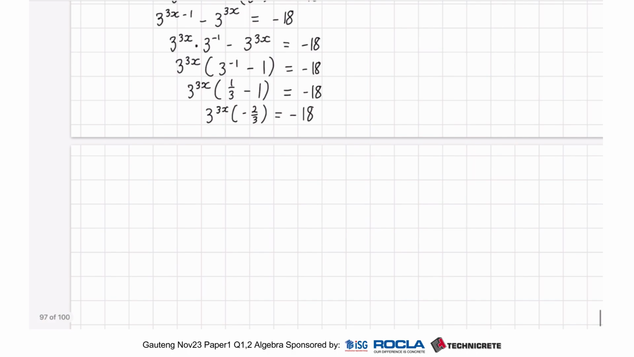And now I just want to have x's on the left-hand side, so I can see that this term with the x is being multiplied by this fraction. So I'm going to divide the left-hand side and the right-hand side by this fraction, minus 2 over 3. And when I divide the left-hand side, I'm just left with 3 to the 3x. And then to divide negative 18 by this fraction is the same as multiplying it by the inverse of the fraction. So now I'm going to multiply by 3 over 2.